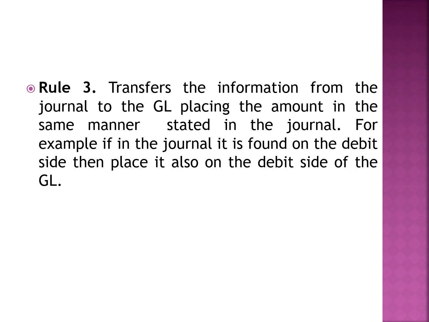Number 3 is to transfer the information from the journal to the general ledger, placing the amount in the same manner stated in the journal. For example, if the amount is found on the debit side, then you transfer it on the general ledger of that account also on the debit side of the general ledger, and also transfer the date.